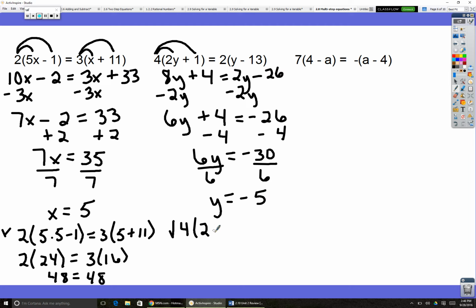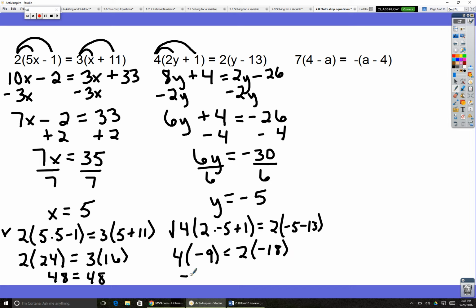4 times the quantity 2 times negative 5 plus 1 should equal 2 times negative 5 minus 13. 2 times negative 5 is negative 10, plus 1 is negative 9. And that should be equal to 2 times negative 5 minus 13, which is negative 18. 4 times negative 9 is negative 36, and 2 times negative 18 is also negative 36.